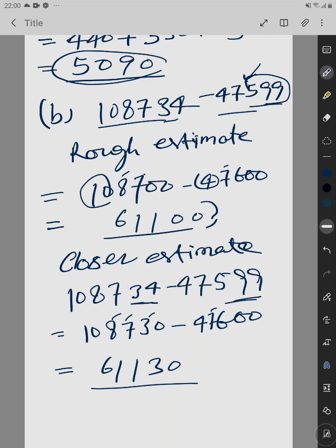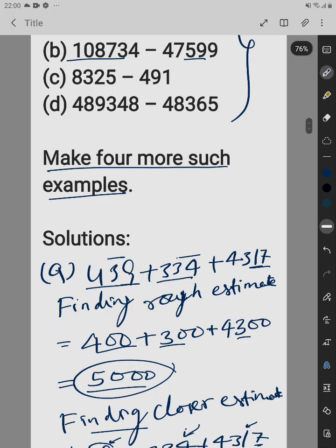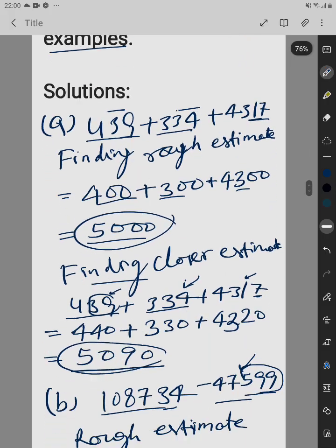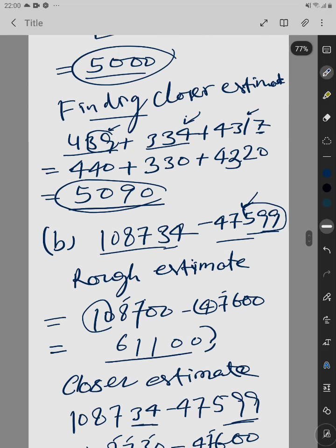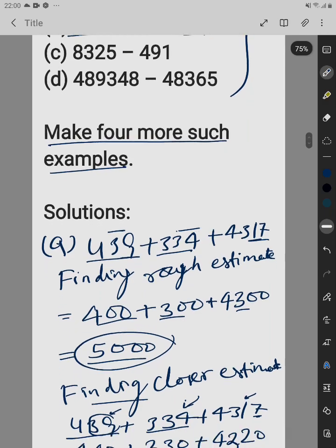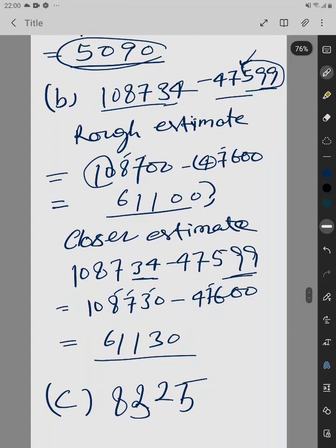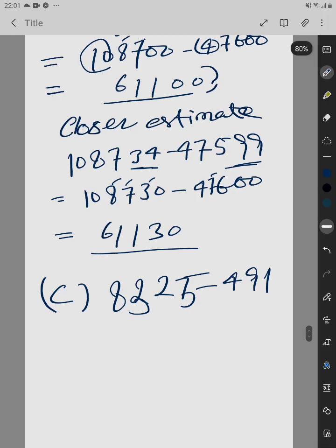Okay, so this is the answer here, and now we'll have the third part, that is C part, 8325 minus 491. 8325 minus 491. Okay, so first of all we will find the rough estimate.